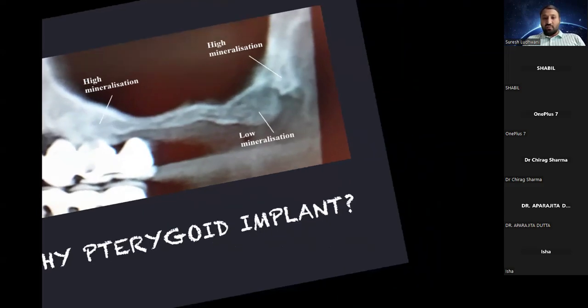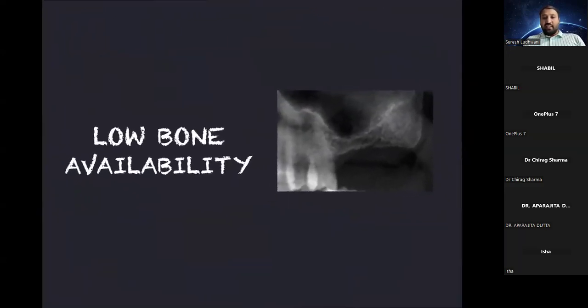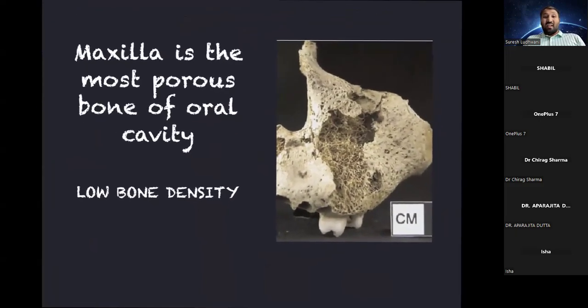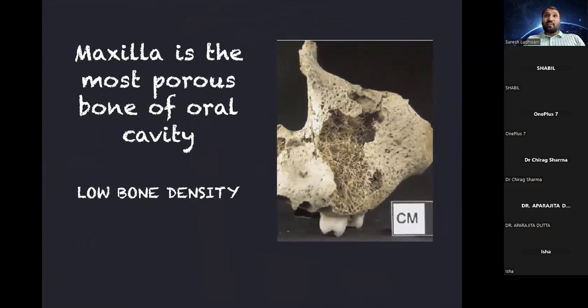First, as I told you, is low bone availability, which is the first reason we wanted to go for a pterygoid implant. Second, the maxilla is the most porous bone, so we have very few sites which are more cortical and can give us good anchorage or good torque for going for immediate implantology.